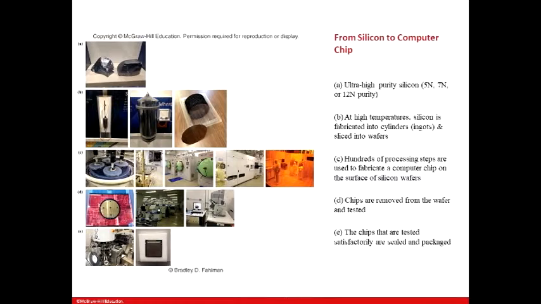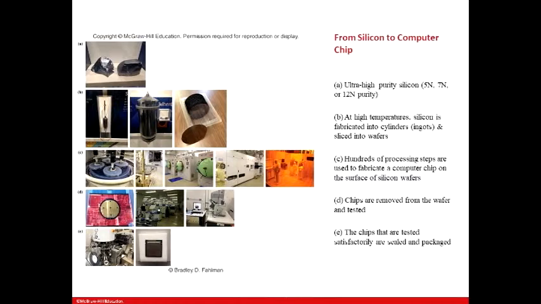Hundreds of processing steps are used to fabricate a computer chip. Hundreds, okay, on the surface of the silicon wafer. So you have the silicon wafer. They take the wafers, they saw the wafers into the sizes, into the parts they need. Hundreds of processing steps to get there. Chips are removed from the wafer and tested. The chips that test satisfactory are sealed and packaged. The others are often discarded. In some cases, you get some rework, but this industry doesn't work very well on reworking chips. It takes a fair amount of skill, and a lot of this work is microscopic work. It's done on a microscope.